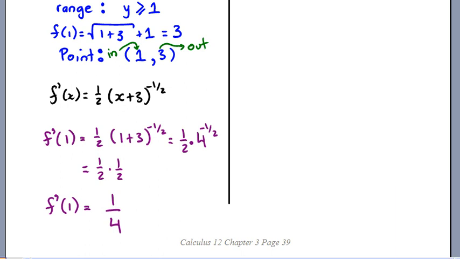And I'm going to label this that way. And so, yeah, you can think of this as a rise over a run. You rise by 1 unit when you run by 4, at least at that one point.